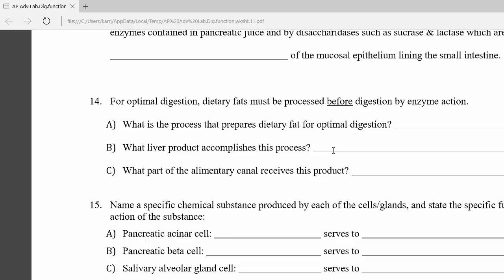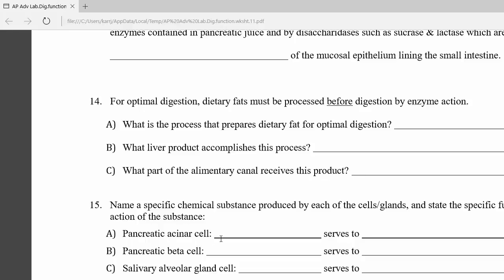What liver product accomplishes this process? Bile. What part of the alimentary canal receives this product? Where is bile secreted to? The duodenum. The alimentary canal is referring to the digestive tract, so the duodenum.